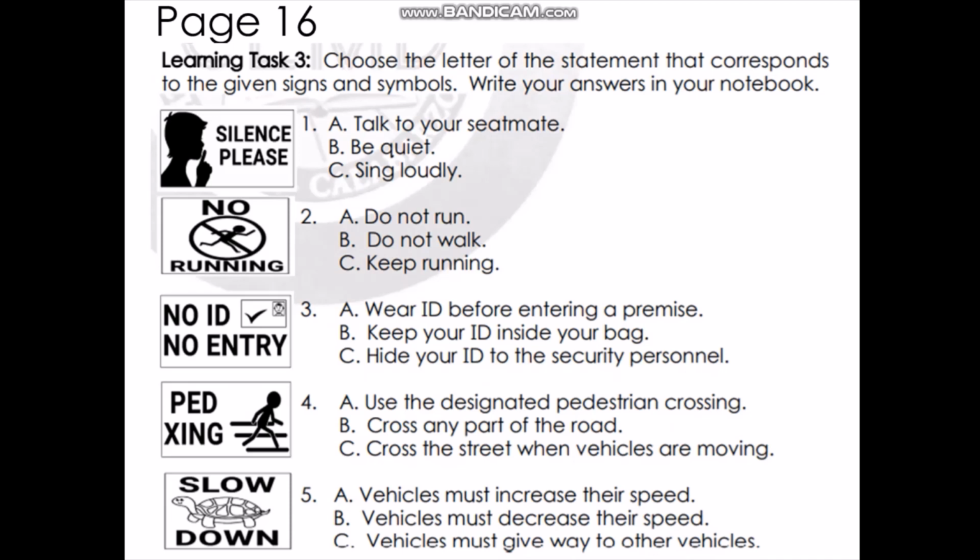A, B, or C. Lastly, number 5, slow down. What does it mean? A, vehicles must increase their speed. B, vehicles must decrease their speed.